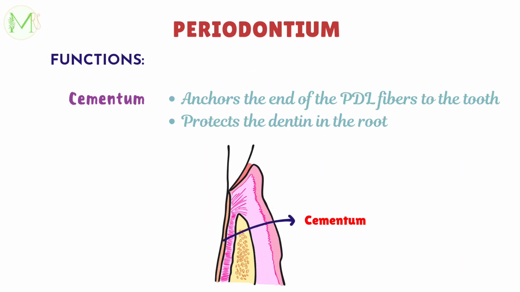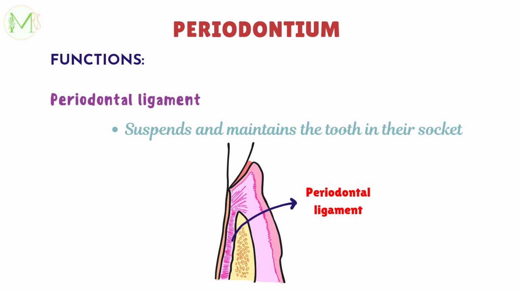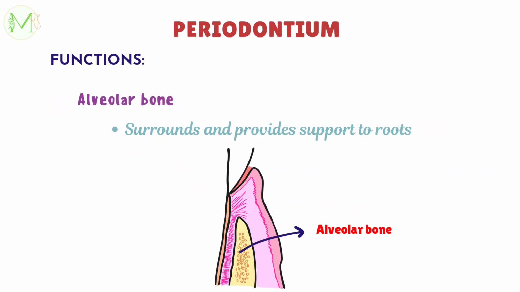Cementum anchors the ends of the periodontal ligament fibers to the tooth so that the tooth stays in its socket. And also, cementum protects the dentin of the root. Periodontal ligament in general suspends and maintains the tooth in its socket. Alveolar bone is responsible for surrounding and supporting the roots of the tooth. So this is the general overview of the periodontium. In future videos, we'll see each of these parts of the periodontium in detail.